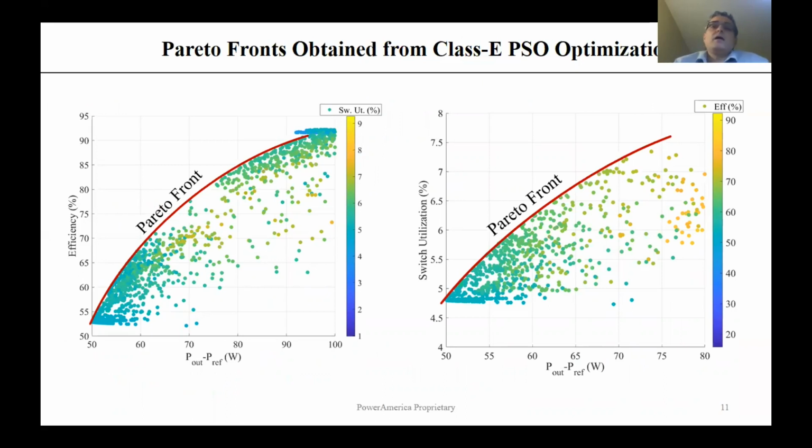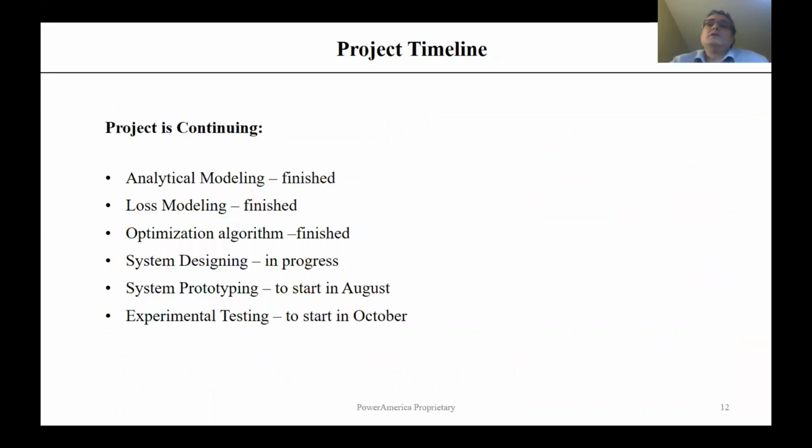This project is continuing. Currently, we are finalizing the nonlinear capacitor design. We are also finalizing the design of the charger, including the receiver coil and receiver power electronics. Prototype building will start in early August, and the experimental work is scheduled to begin in early October.